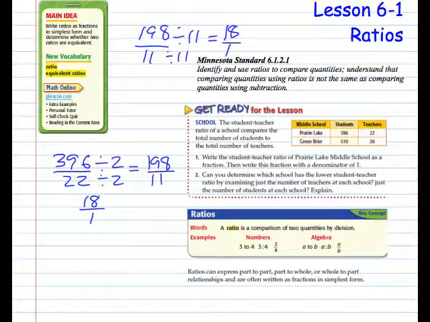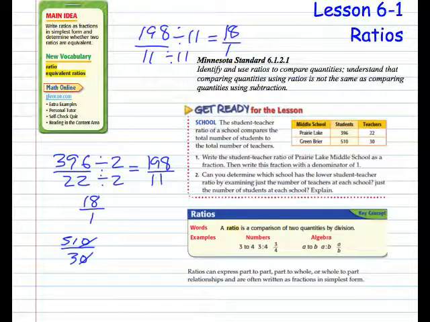Can you determine which school has the lower student-teacher ratio by examining just the number of teachers at each school, just the number of students at each school? Well, I don't really think I can do either one of those things. I have to examine the students and the teachers. I have more students at Greenbrier than I do at Prairie Lake, but I also have more teachers. So what I really need to do is set up a ratio, in this case of 510 to 30.